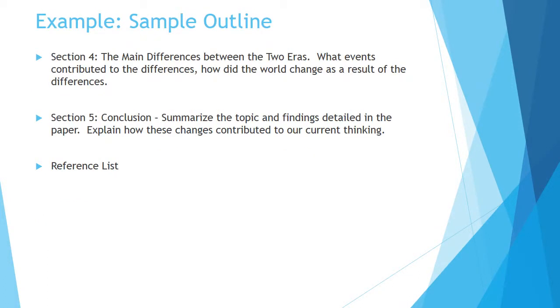Section 4 of our outline, and eventually our paper, will be the main differences between the two eras. So we're going to look at what things contributed to the differences and how did the world change as a result of these differences. Okay, so section 1 deals with an overview of the whole idea of eras. Section 2 deals with the scientific management era. Section 3 deals with the human relations management era. Section 4 deals with the difference between the two. And now section 5 is going to be our conclusion, and the next part would be our reference list.